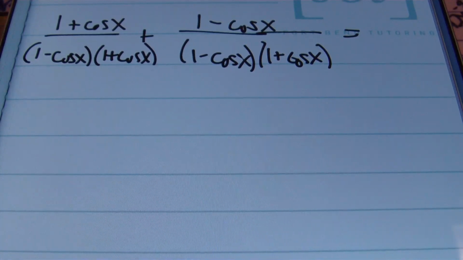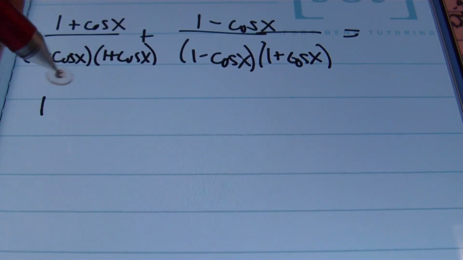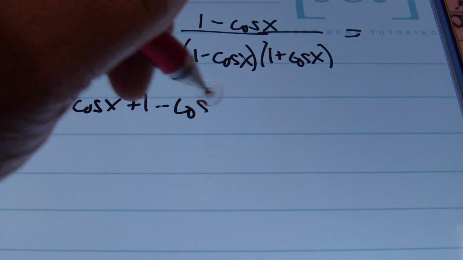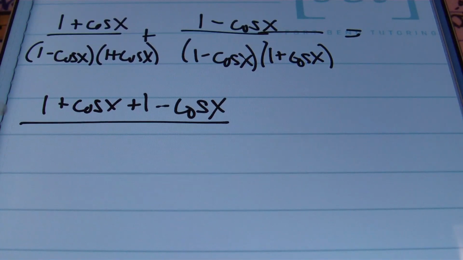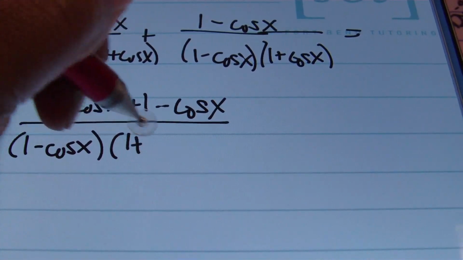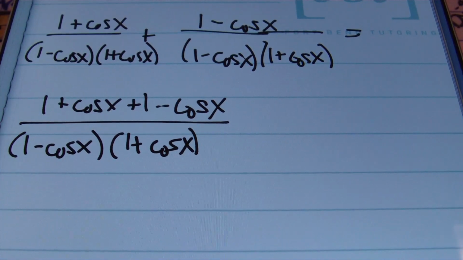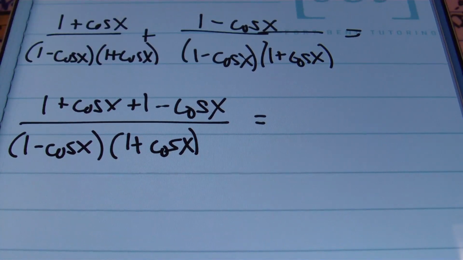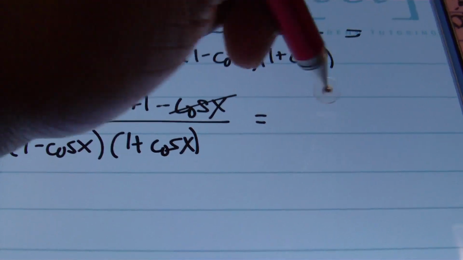So I'll be able to rewrite this as 1 plus cosine x plus 1 minus cosine x all over my common denominator, which is 1 minus cosine x times 1 plus cosine x. Okay, then what happens in the numerator? We have additive inverses. That's right. We have cosine x, a positive one, and a negative cosine x. Well, these will cancel out here. And the last time I checked, 1 plus 1 is still 2.